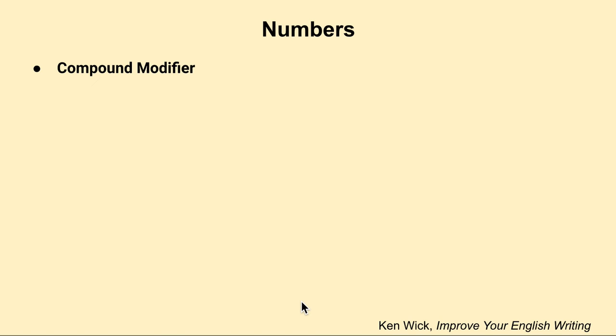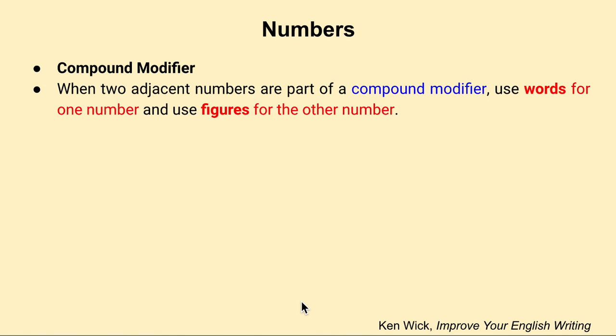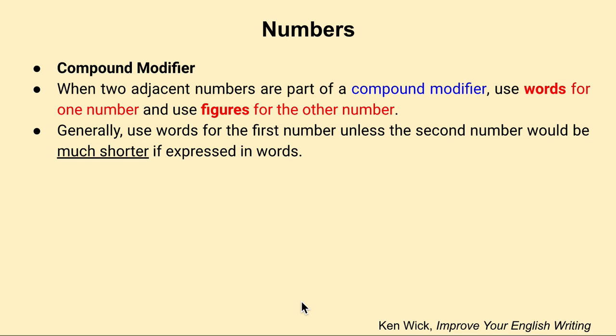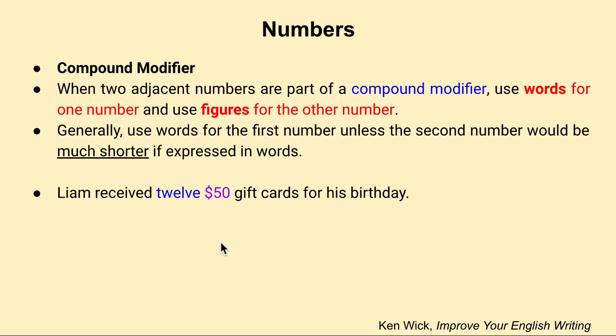So what about a compound modifier? Well, when two adjacent numbers are part of a compound modifier, use words for one number and figures for the other number. Generally, use words for the first number, unless the second number would be much shorter if expressed in words. So here's what I'm talking about. I think I have two examples. Liam received twelve $50 gift cards for his birthday.